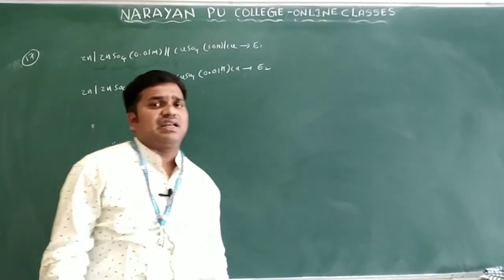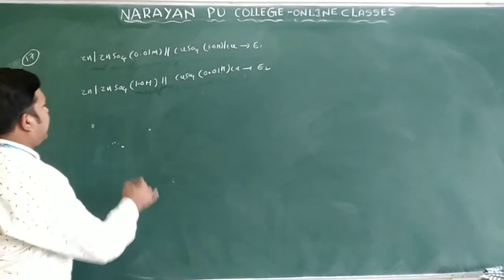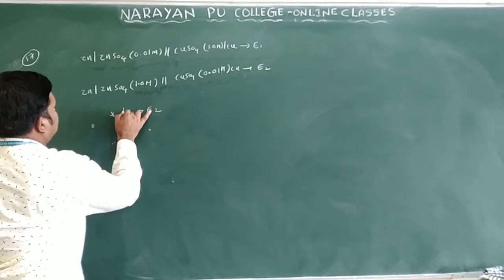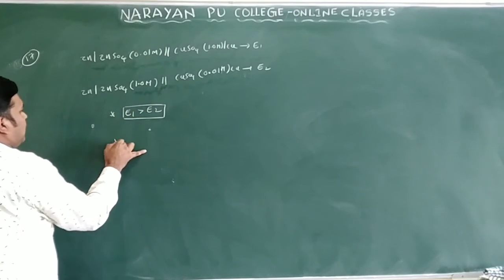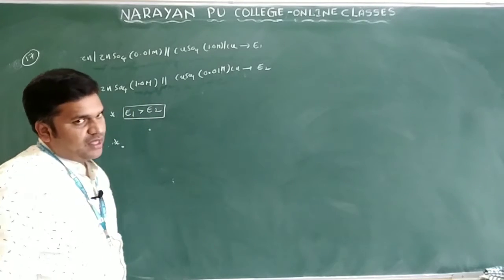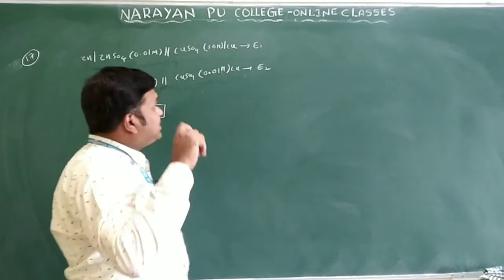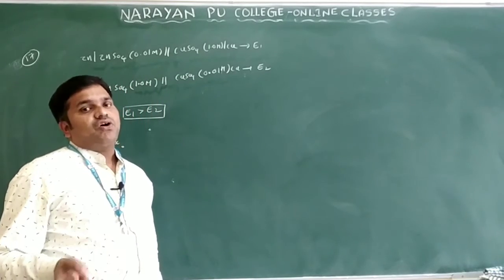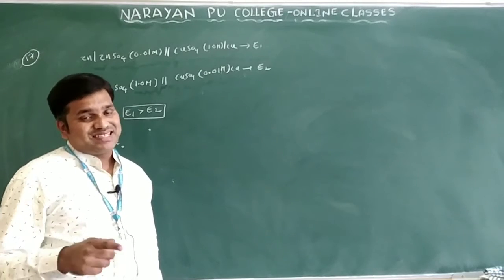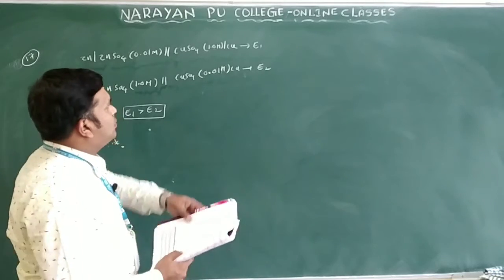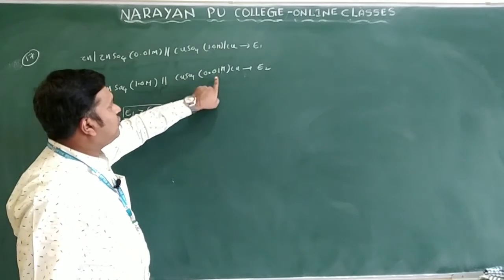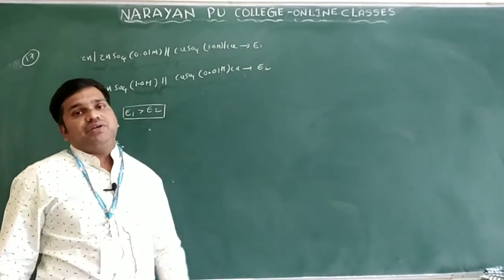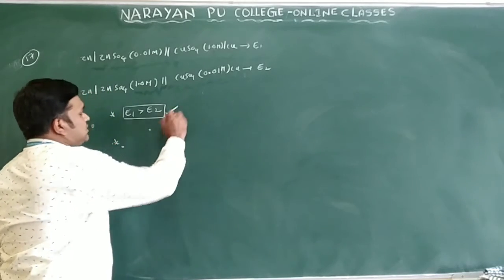Same question discussed in the class. You will get the answer. What is the answer you will get? E1 greater than E2. I already gave one of the tricks for you. If the concentration of copper is more, E cell increases. If the concentration of copper is less, E cell decreases. So here concentration is 1.0, here concentration is 0.01. Which one has the highest value? E1 has the highest value, so we get a direct answer.